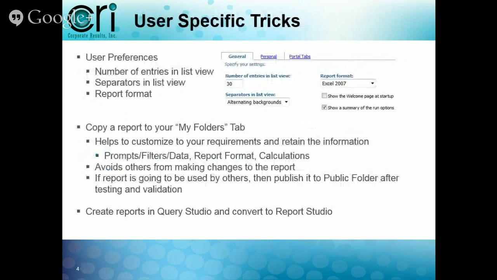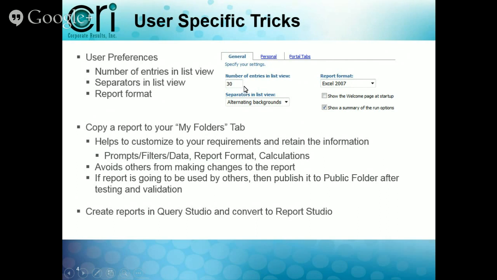So with the user-specific tricks, just some things. Like I said, this is for beginners. You may know this already, but by default, I believe the number of entries that users see is set to 15 or 20. And then you're required to hit the next button to see additional entries. So each user can set their own preference. There's a little person icon to the top right in Cognos once you're logged in, where you can set those preferences. So you can change the number of entries to something more than 20 if you would like.